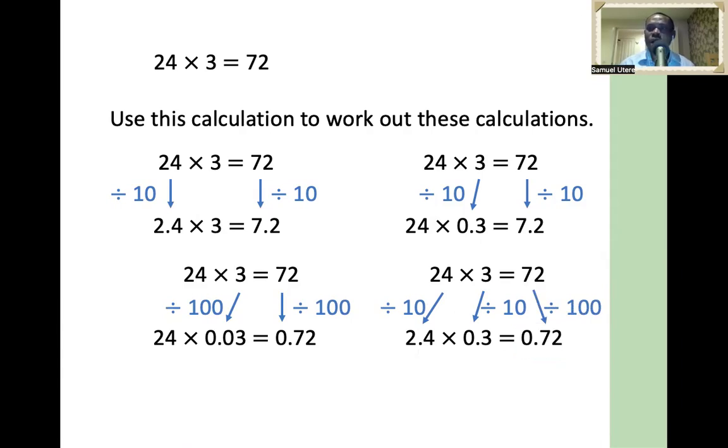If you do not know how we do decimal division, if you do not know how we do division using powers of 10, you can refer to our previous lesson to learn about this.